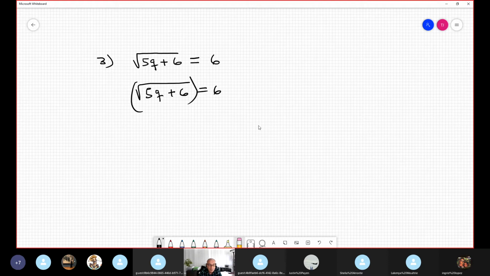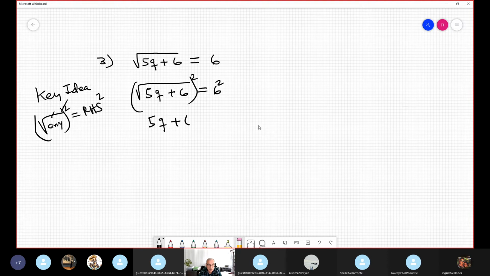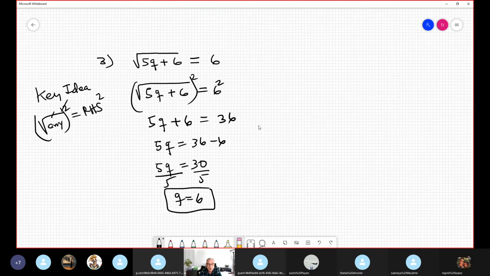I square. So the key idea in radical equations is you have a radical and you eliminate the radical. Where? Square. On the right-hand side, when we have a number, square. And this cancels out mentally. So 5 cubed plus 6 equals 36. 5 cubed is equal to 36 minus 6, which is 30. Divided by 5, q is 6. My potential solution, I need to check.